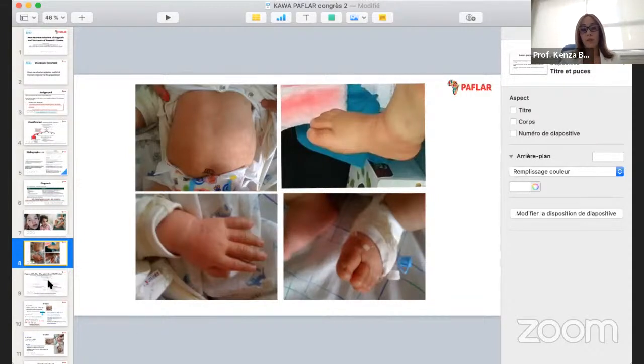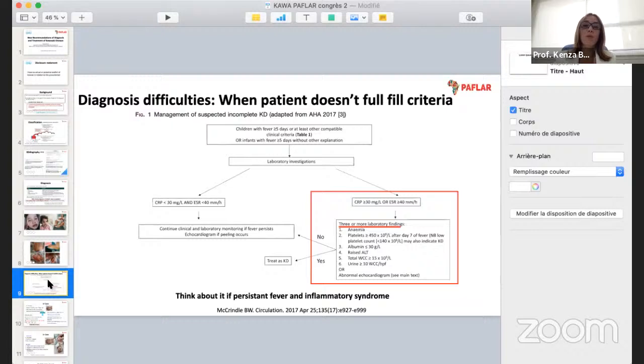Toutes les situations ne sont pas aussi simples que ce qu'on a pu voir ici. Certains malades ne remplissent pas l'ensemble des critères, ce sont ces formes incomplètes. Et c'est là que se pose le problème diagnostique.